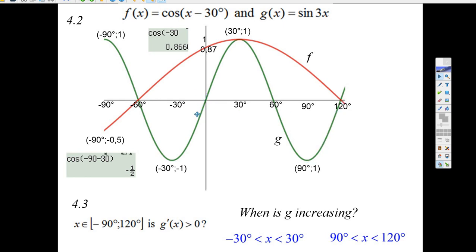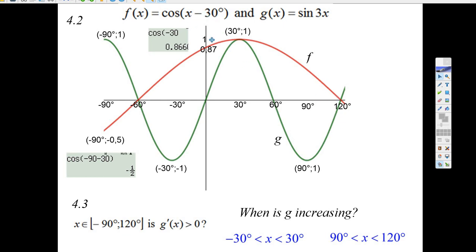You don't need a calculator. It carries on in this same pattern. You can put minus 30 in there and get the answer out as minus 1. But you know it goes down, comes back to 0, and it ends up here at minus 90 and 1. Make sure you label the turning points and the end point here. Okay, so there's 3 marks for that one.